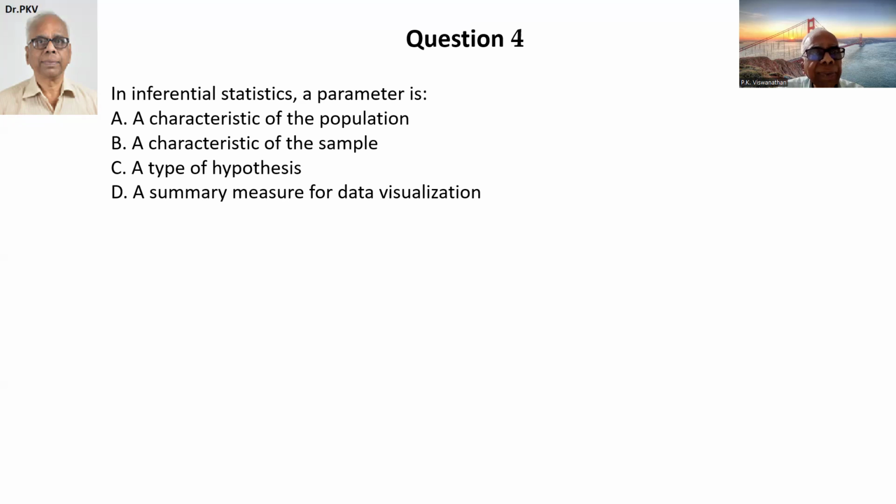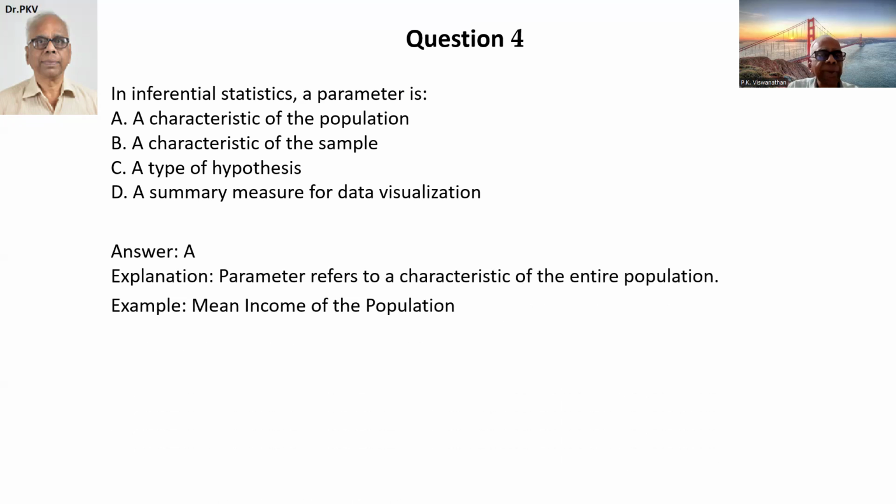Let me flash the answer. Answer is A. Parameter refers to a characteristic of the entire population. Example, mean income of the population. And we infer about the parameter of the population based on a characteristic of the sample. Therefore, mean income of the population can be inferred based on mean income of the sample.